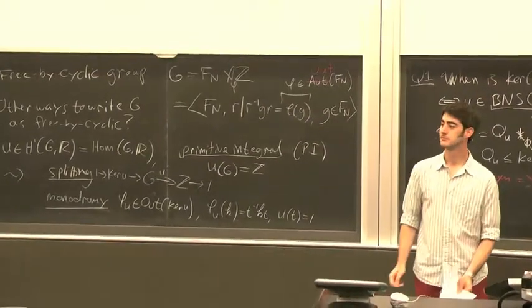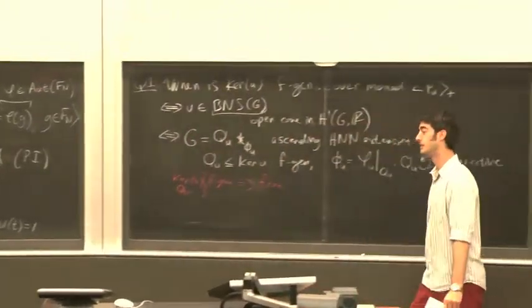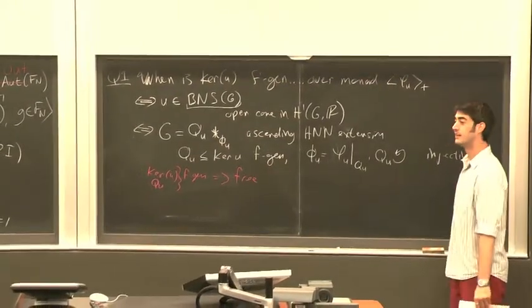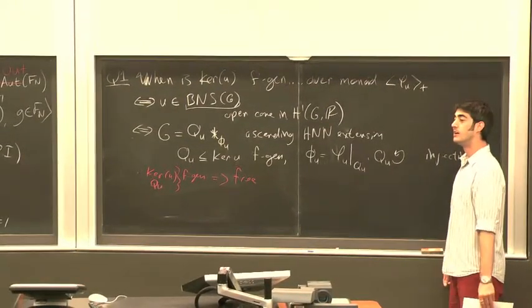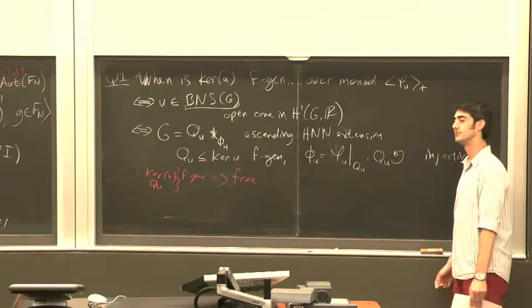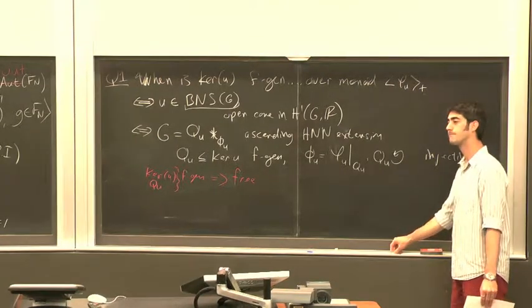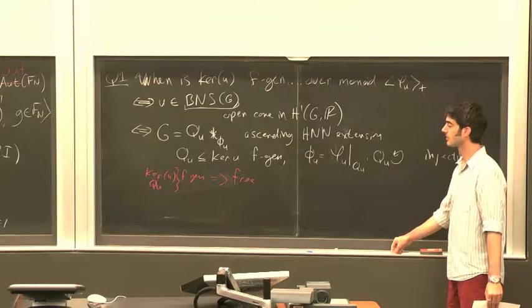So then I guess I lost the thread. So this kernel is finitely generated over the monoid. So by itself, it may be infinitely generated. Yeah. But now you're saying it's free. That stuff in red, when you say finitely generated, is that still over the monoid?